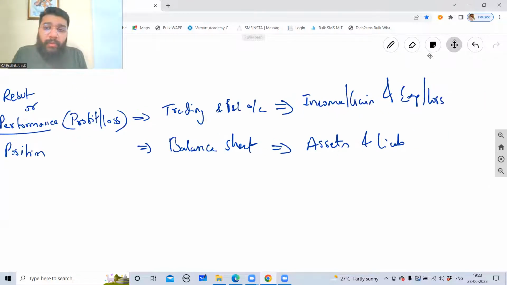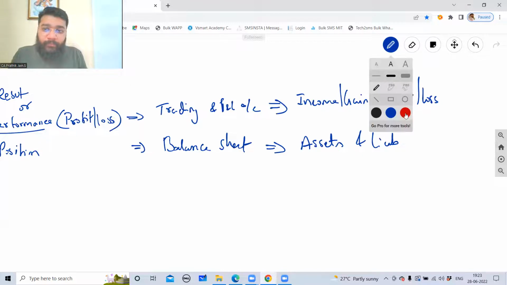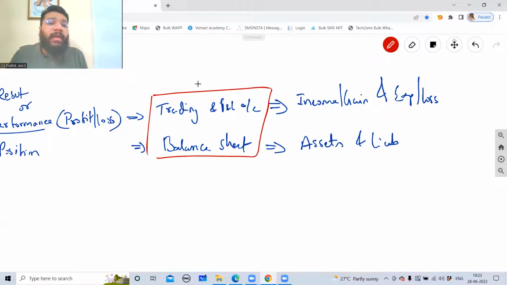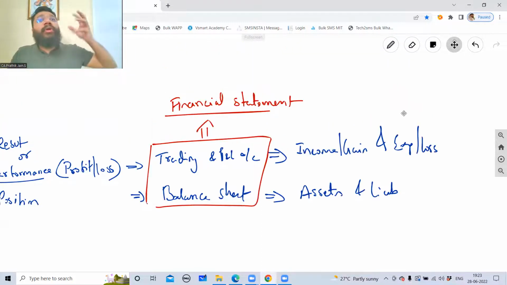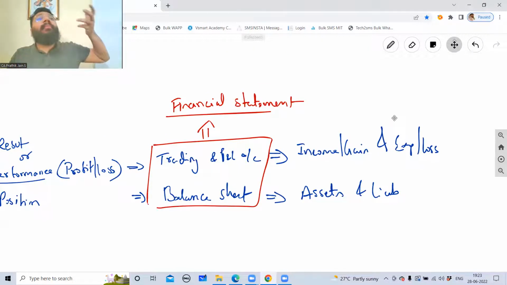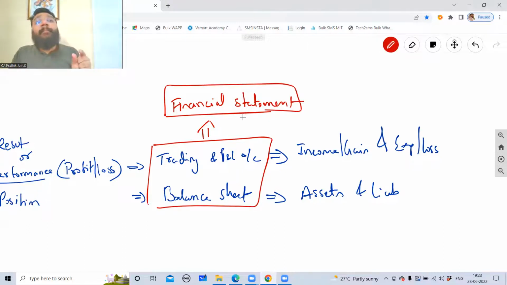Now these two documents put together is known as financial statement. For a business, for a businessman, the report card is termed as a financial statement. The report card you get, which has your results, is called a normal annual report card. That is how you say it, right? For the businessman, the annual report card is given a new name called a financial statement. So financial statement comprises of two documents. One is trading and P&L account. Second is balance sheet.